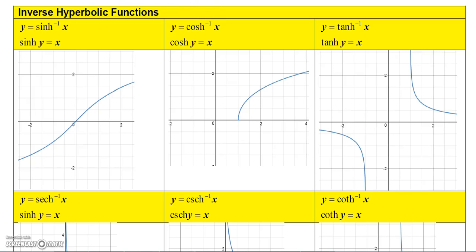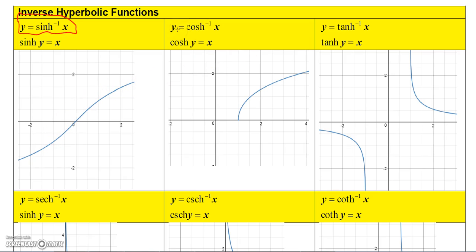Okay, so now I'm going to talk about some inverse hyperbolic functions. So the inverse hyperbolic sine function would be y equals sinh^-1 x. Now that's not the reciprocal, this is like the inverse function. And so in that case, you could write that as hyperbolic sine of y equals x as an equivalent equation. And here's the graph of the hyperbolic sine's inverse function.